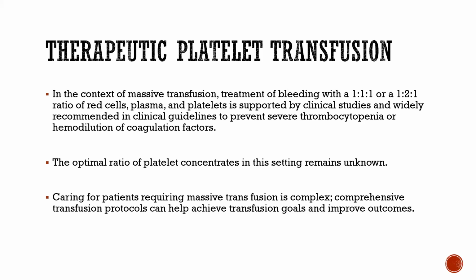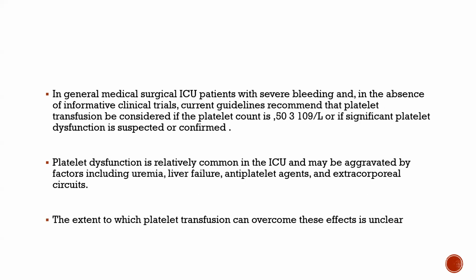Now, therapeutic platelet transfusion. In the context of massive transfusion, treatment of bleeding with a 1:1:1 or 1:2:1 ratio of red cells, plasma, and platelets is supported by clinical studies and widely recommended in clinical guidelines to prevent severe thrombocytopenia or hemodilution of coagulation factors. The optimal ratio of platelet concentrate in these settings remains unknown. Caring for patients requiring massive transfusion is complex. A comprehensive transfusion protocol can help achieve transfusion goals and improve outcomes.